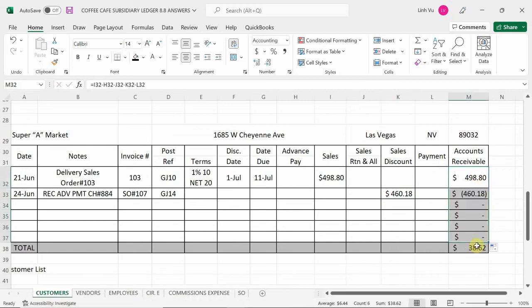Now, is this true? Is it true that Super A Market owes me $38.62 now? Yes. Why is that? Because the advance payment knocked off 460 dollars off the payment before. Is that what an advance payment does?